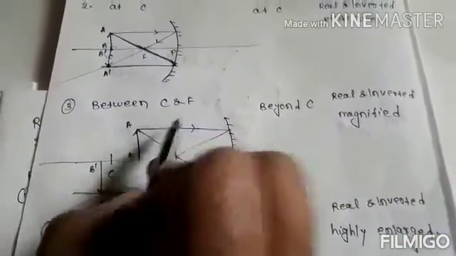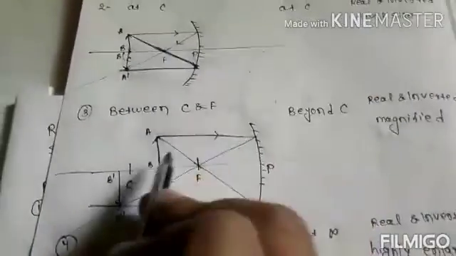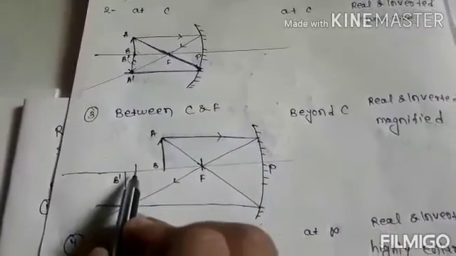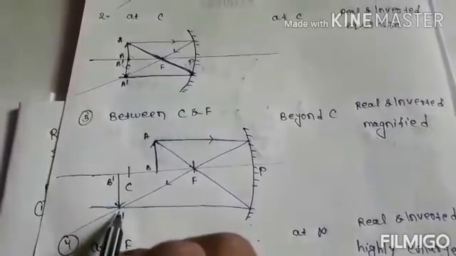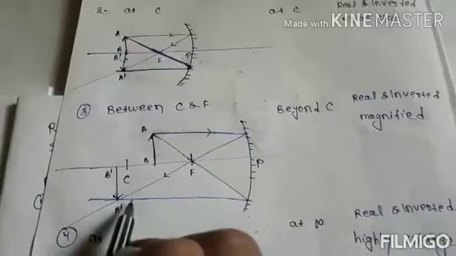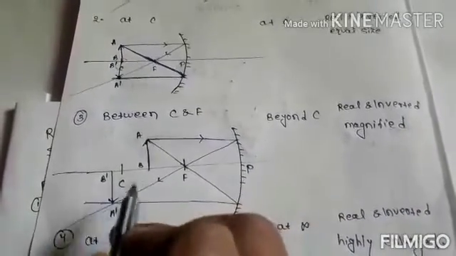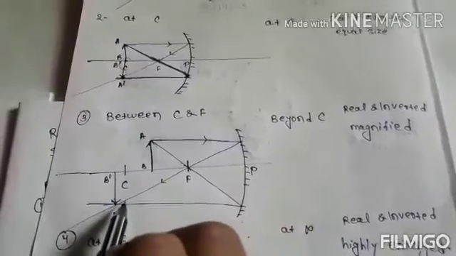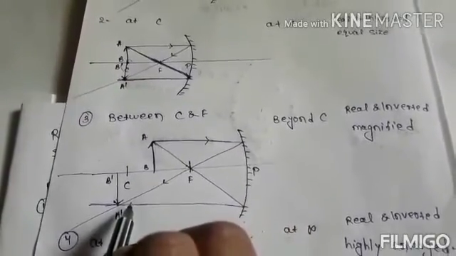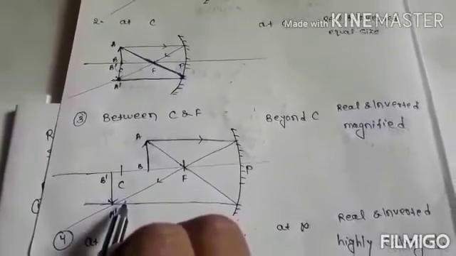Third point: when we place an object between center of curvature and focus, let us consider also two rays like this, and the image is formed beyond center of curvature. So the position of the image is beyond center of curvature, and it is a real image due to real meeting of reflected rays, and it is slightly greater than the object. So the size of the object is less than the size of the image. So the image is a magnified or enlarged image.